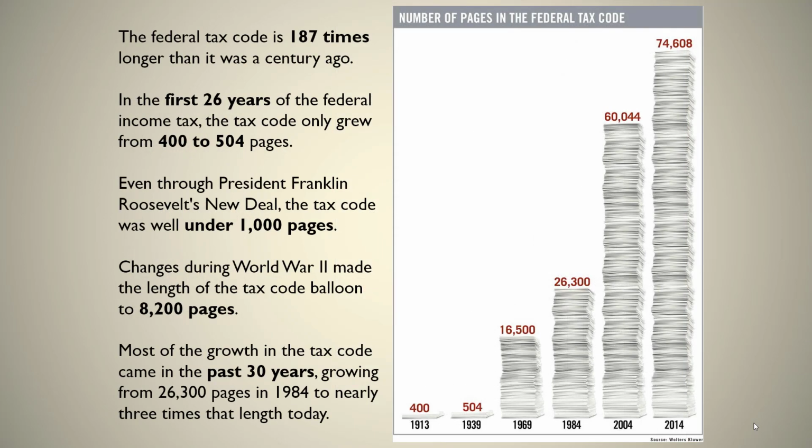The federal tax code is 187 times longer than it was a century ago. In the first 26 years of the federal income tax, the tax code only grew from 400 to 504 pages. Even through President Franklin Roosevelt's New Deal, the tax code was well under 1,000 pages. But changes during World War II made the length of the tax code balloon to 8,200 pages. Most of the growth in the tax code has come in the past 30 years, growing from 26,300 pages in 1984 to nearly 3 times that length today.